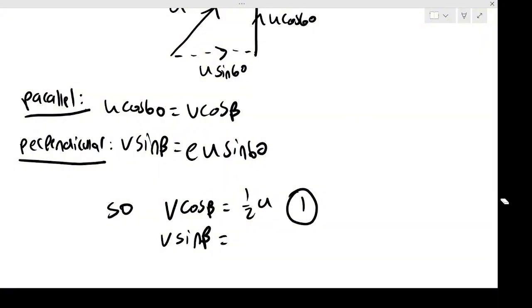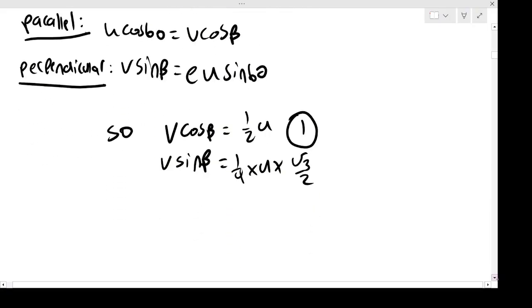Actually, I'll do it here. Let me break it down. So it's going to be a quarter times u times sine 60, which is root 3 over 2. That will simplify to root 3 over 8 lots of u. Okay, so there we are. Hopefully happy with that. So root 3 over 8u here. And there we are. Okay, so now I've got these two equations.